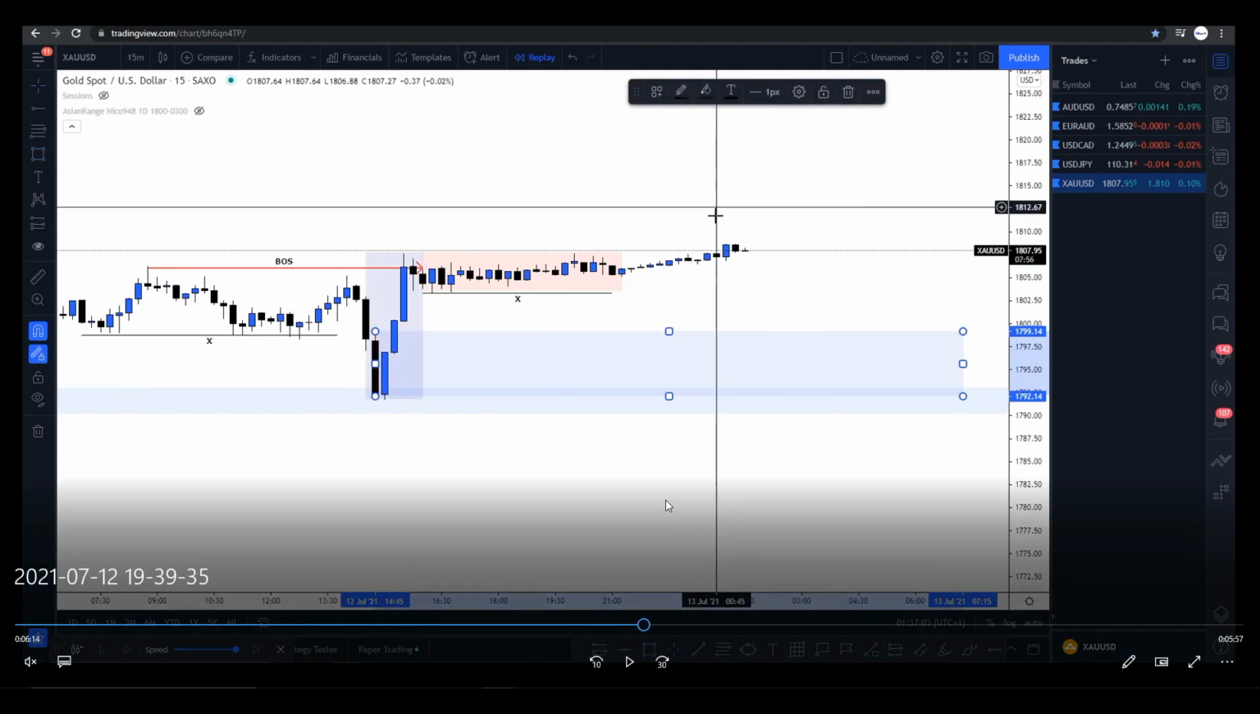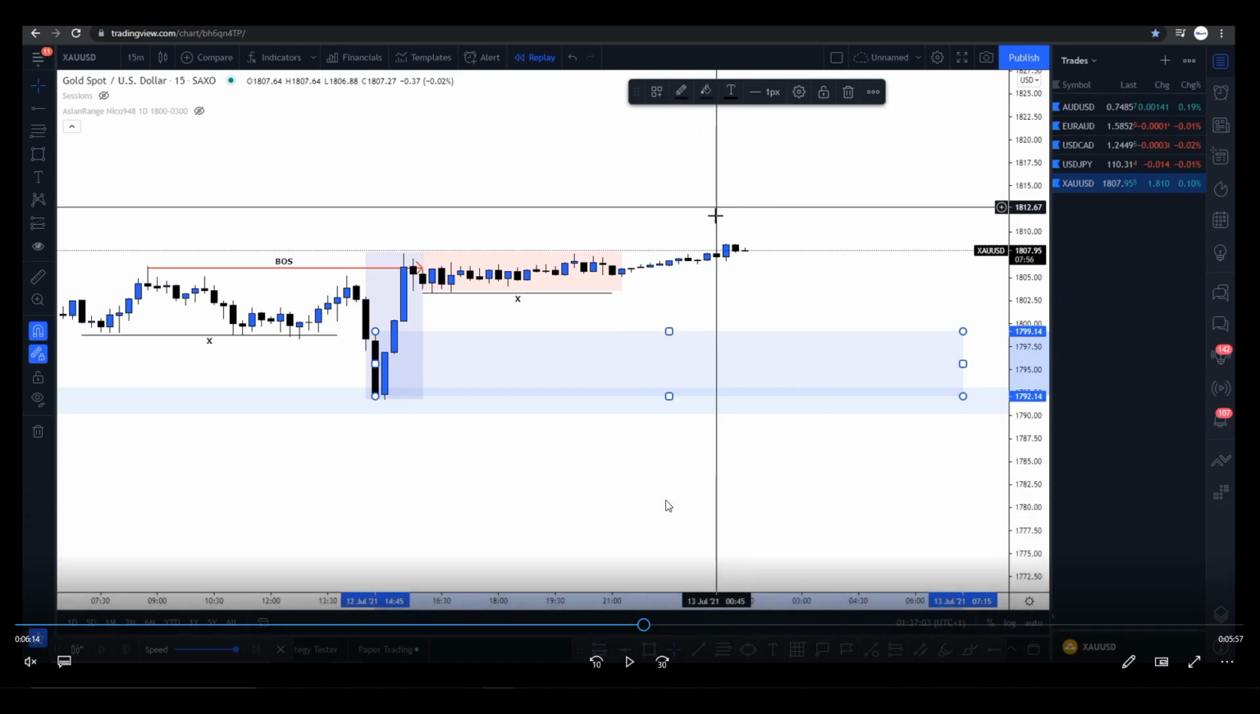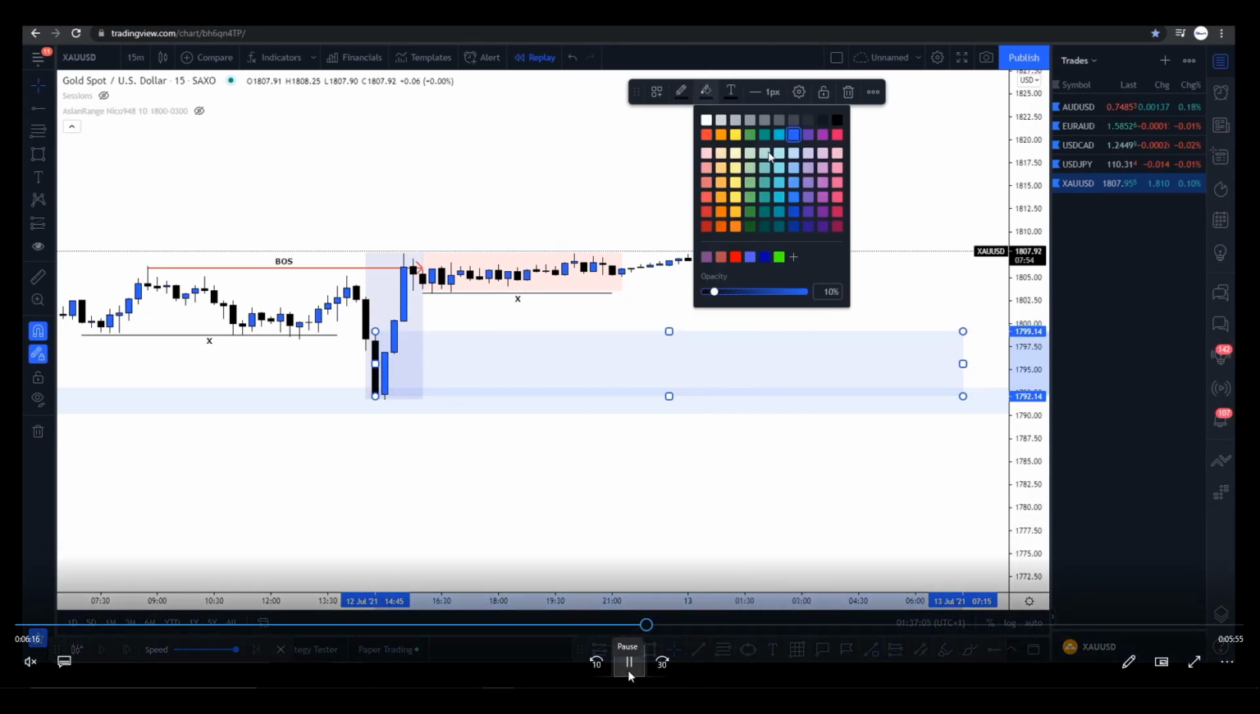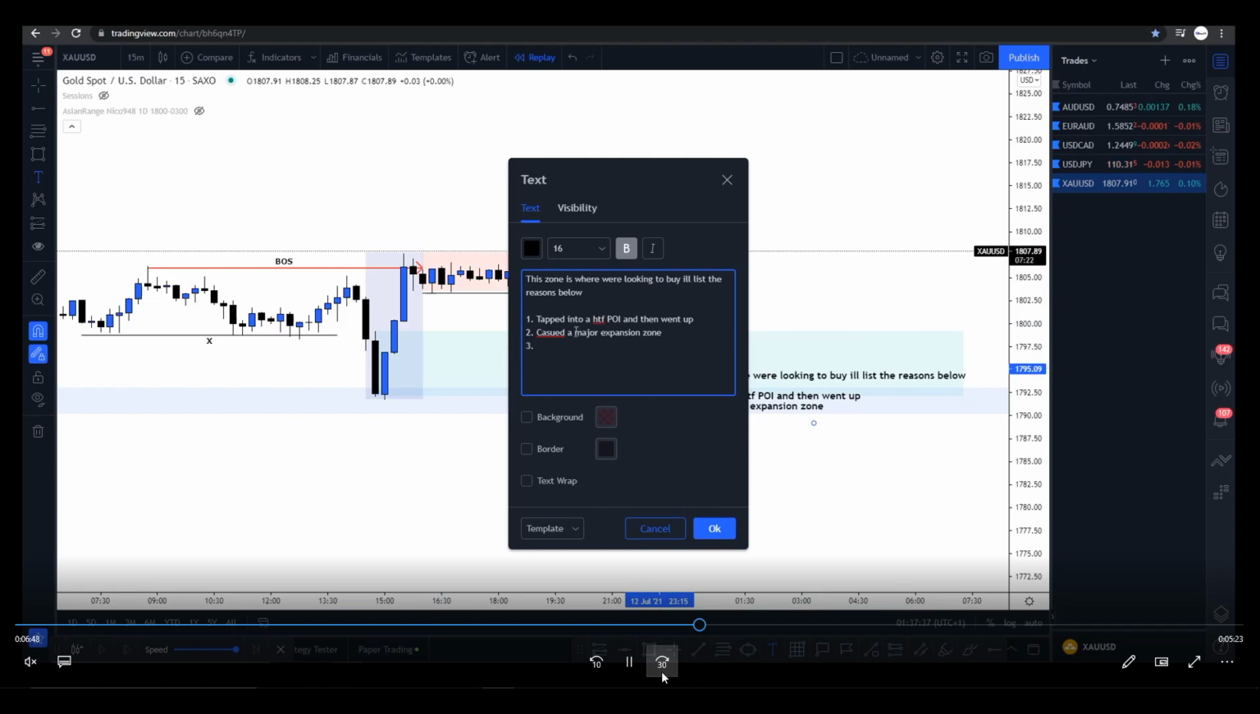Now, sometimes you'll see me taking the wick. Sometimes you'll see me taking the candle. It depends. You cannot take the wick if the candle has more body than the wick. But if there's more wick than the body, then maybe you could potentially take the wick to wick. So it's all about understanding the macro perspective.